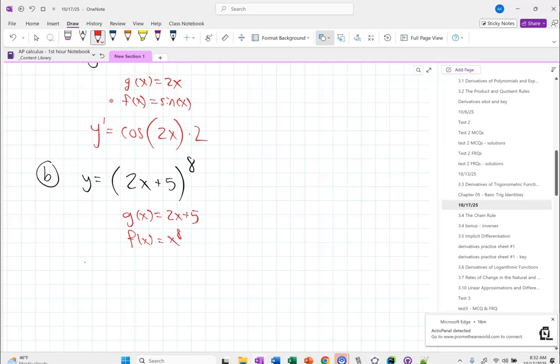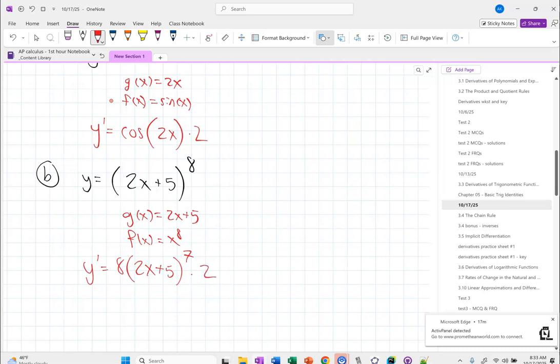Okay, so the derivative of the outer is, okay, 8 to the 7th, but the inside of that is an x, it's g of x, right? That's good. And then times the derivative of the inner, which is just 2.